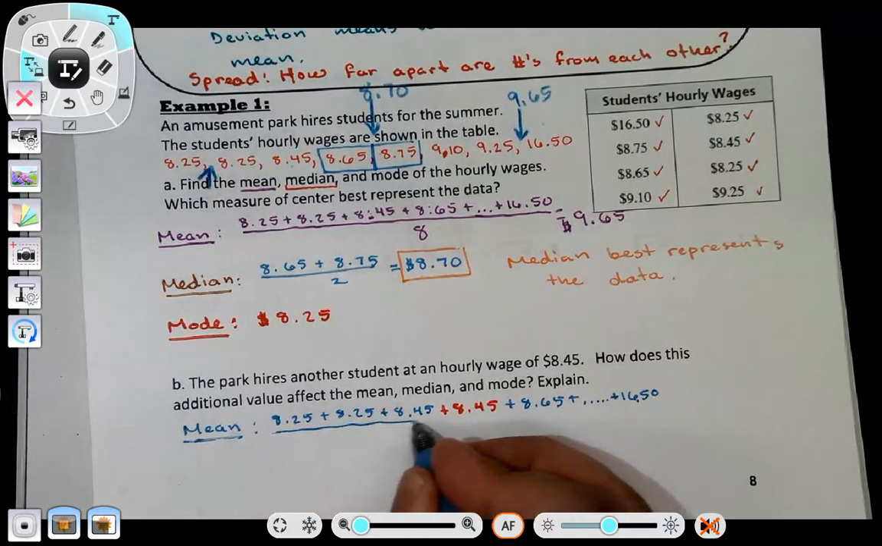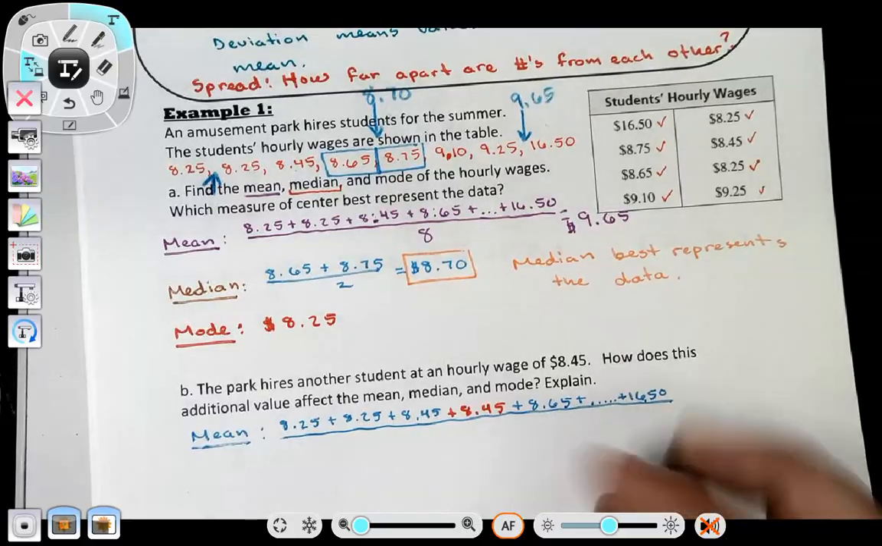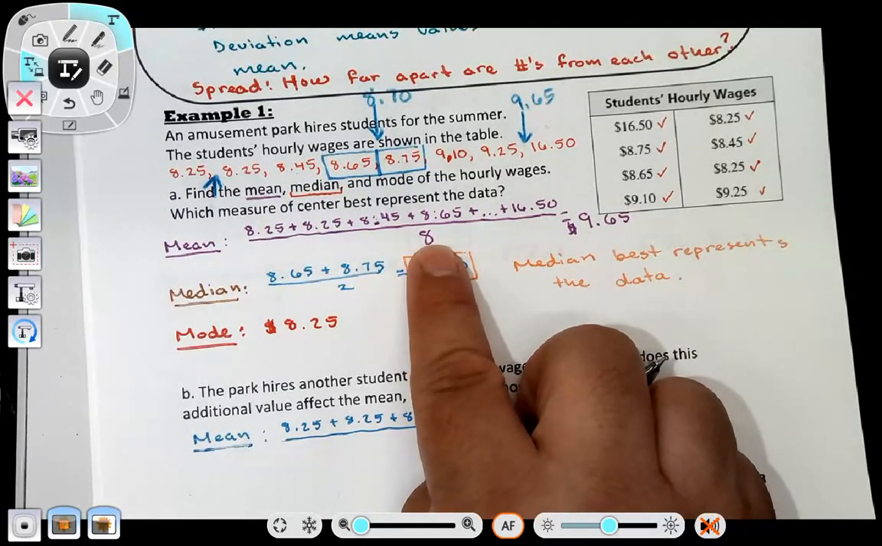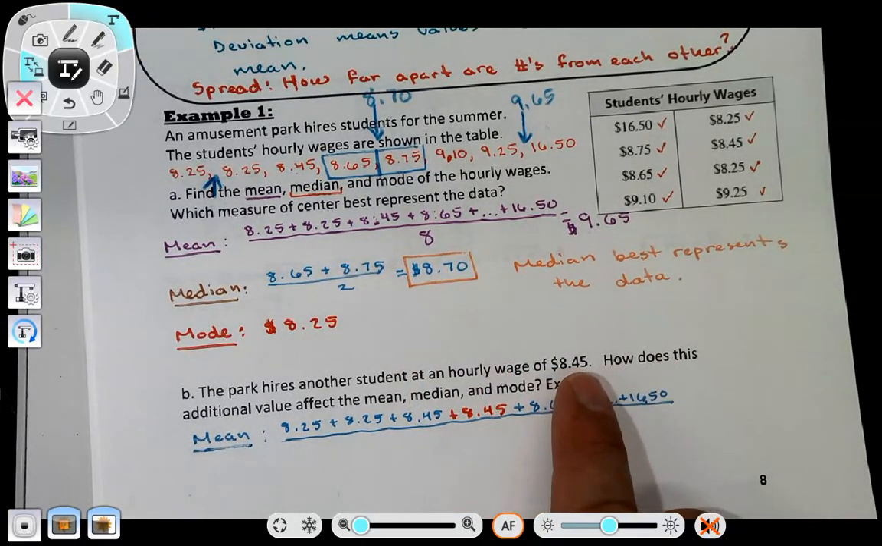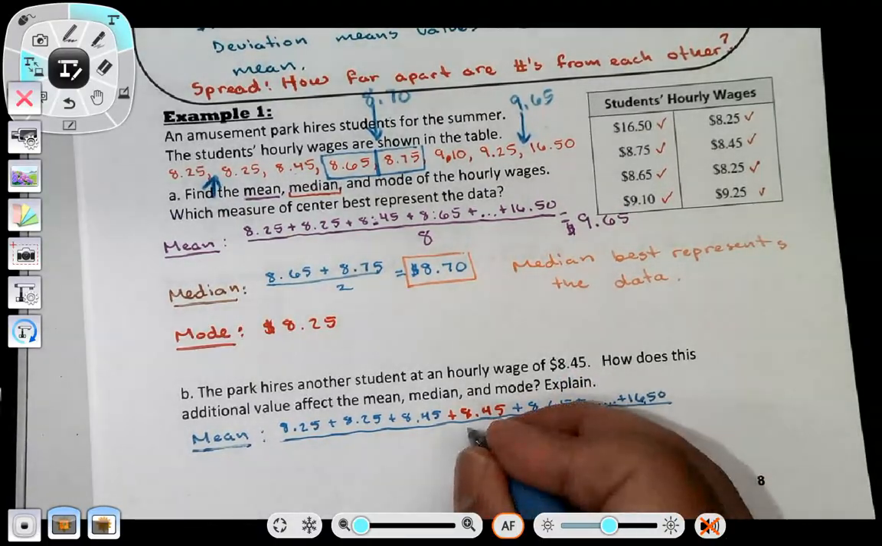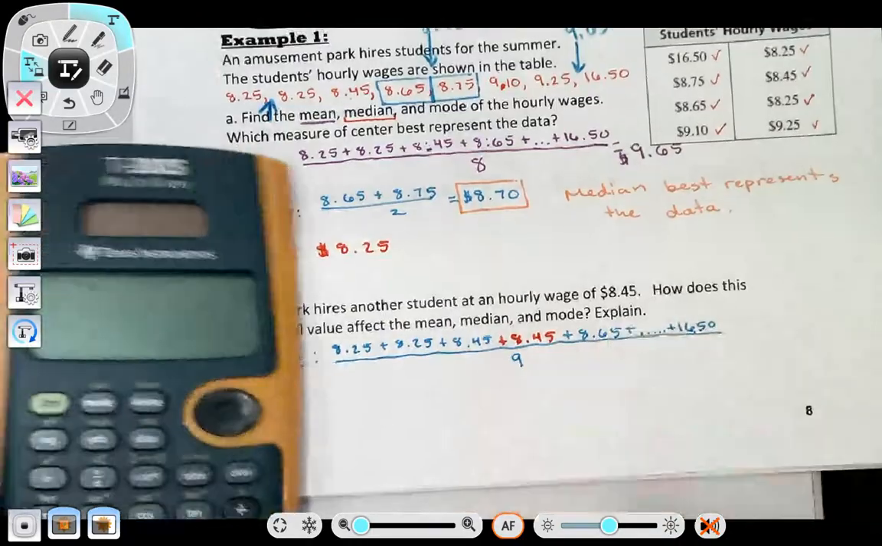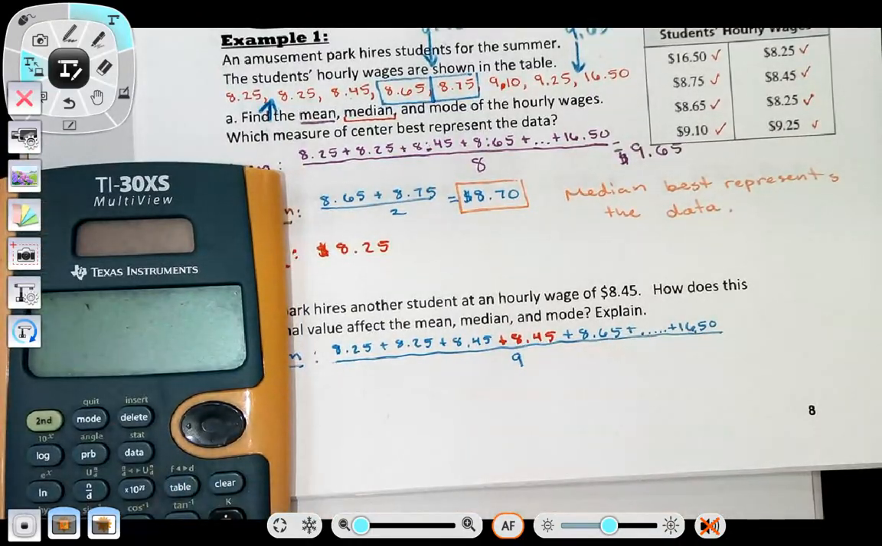But let me ask you this. What number am I dividing by now? Remember, what did I divide by earlier? 8, but I only added how many more numbers? One more. So then I'm going to divide all of this by? 9. By 9. All right, well, unfortunately, here we go. We got to do this again. The mean is the only one that takes a while.